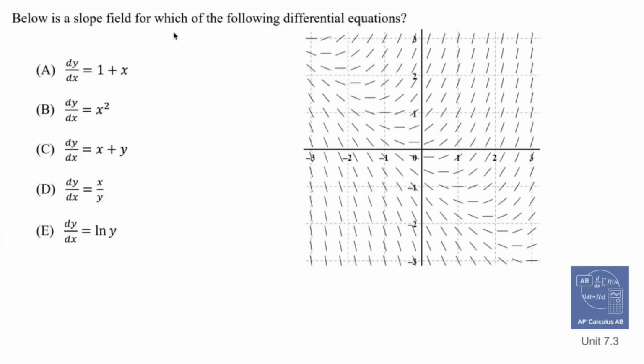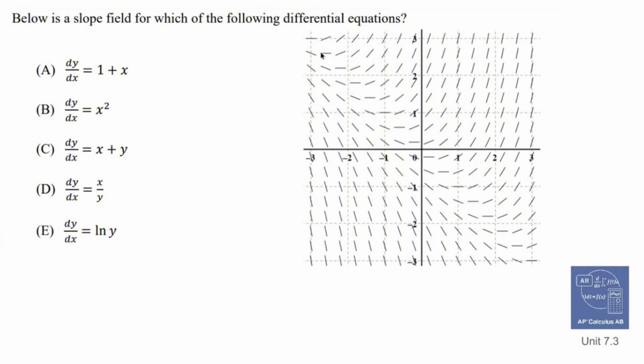Below is a slope field for which of the following differential equations. So we have this slope field going on right here. Whenever you're trying to match up a slope field with its differential equation, you want to look for zeros first. That's probably the best thing to do. Let's look for zeros first.